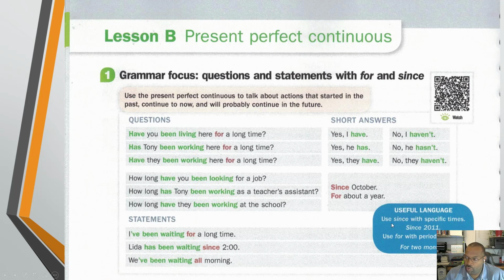Useful language. Use since with specific times. Since 2011. We've talked about since before. Okay? When we're talking about specific times, right? Since 2011. Use for with periods of time. The spans of time, right? For 2 months. For 2 years. For 20 days. For 30 days. Okay? So now we're talking about since.